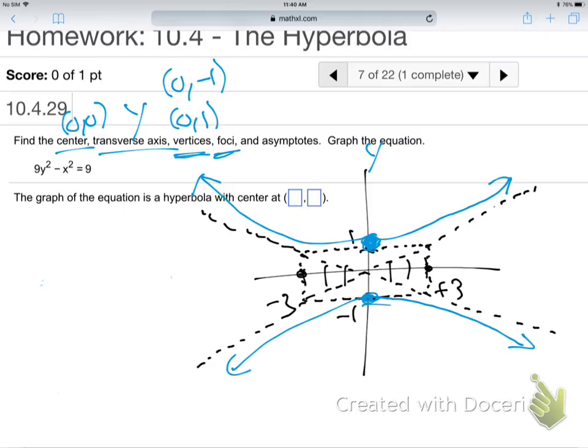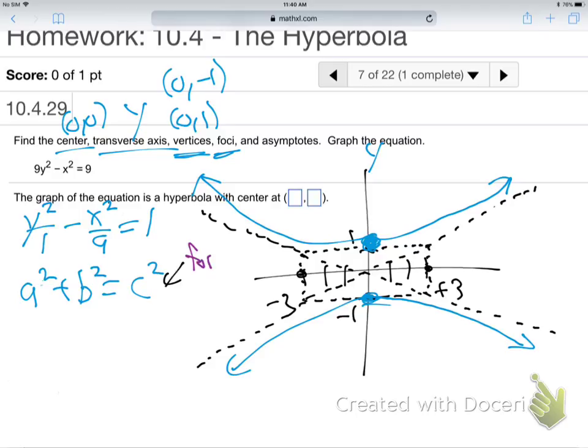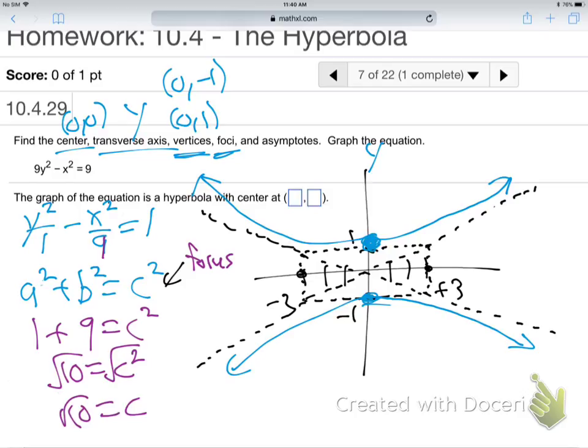So let me write. Our equation is y squared over 1 minus x squared over 9 equals 1. The focus is a squared plus b squared is c squared. So what is it? 1 plus 9 is c squared, right? And so that's 10 is c squared, root 10. C is root 10.